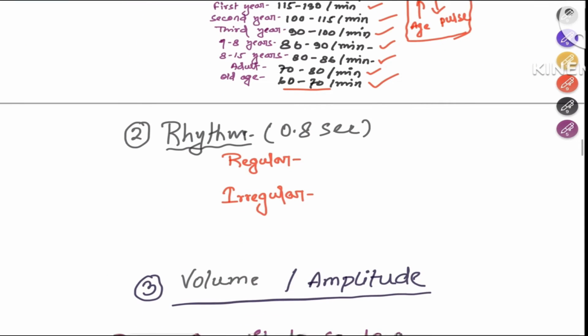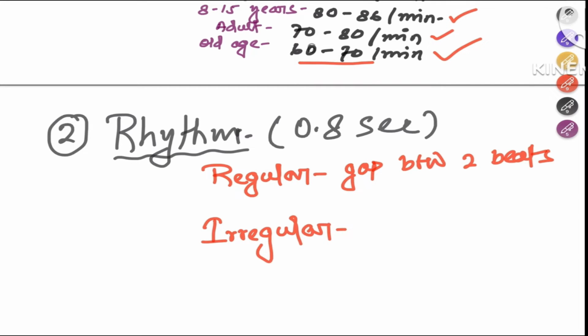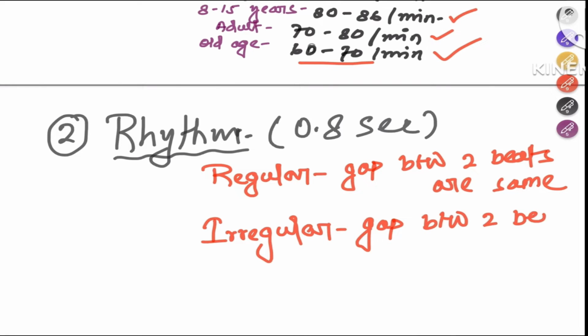Here we will next see the rhythm. Rhythm means the regularity, the gaps between two pulses. Regular means the gap between two beats is the same. Irregular means the gap between two beats is not the same.